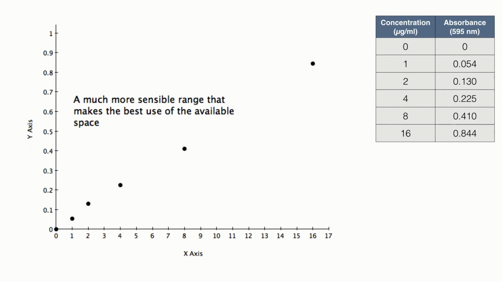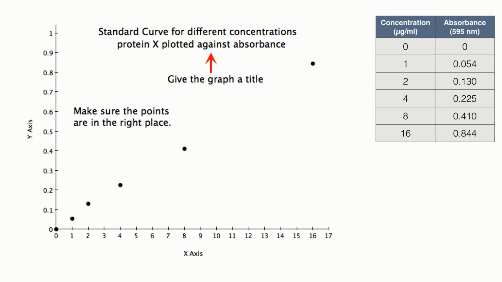So by selecting a more sensible range for the y-axis, in this case 0 to 1, I can then replot the data and as you can see the points spread out. I can then see where the line of best fit is going to go. I will give the graph a title, in this case standard curve for different concentrations of protein X plotted against absorbance, and I will also check at this point that I've got the points in the right location.